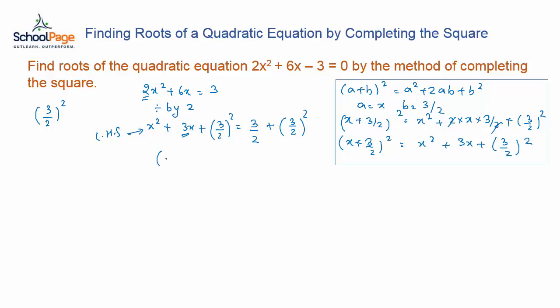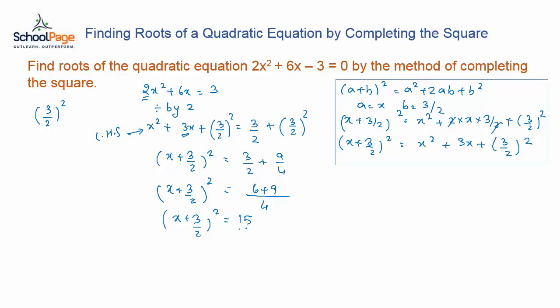So we can write the left side as x plus 3 by 2 the whole square is equal to 3 by 2 plus 9 by 4. We take the LCM to the right side. So we have 4 as the LCM of 2 and 4. And then in the numerator we have 6 plus 9. So we have 6 plus 9 divided by 4. Now x plus 3 by 2 the whole square is equal to 15 by 4.